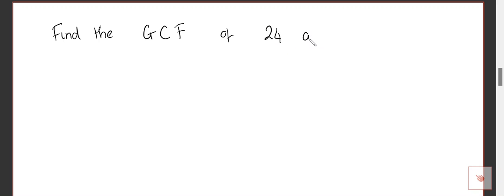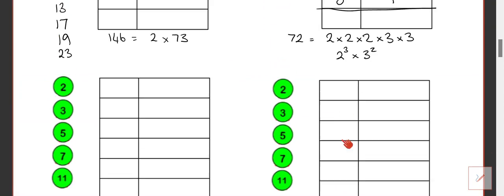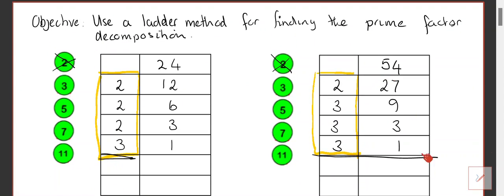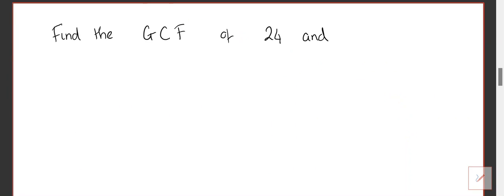So now you might be in your book, okay? Find the GCF of, well, what did we do first? 24 and 54. Let's do those ones. So we're going to find the GCF of 24 and 54. We've done it. All right? So we're going to find the GCF of 24 and 54.